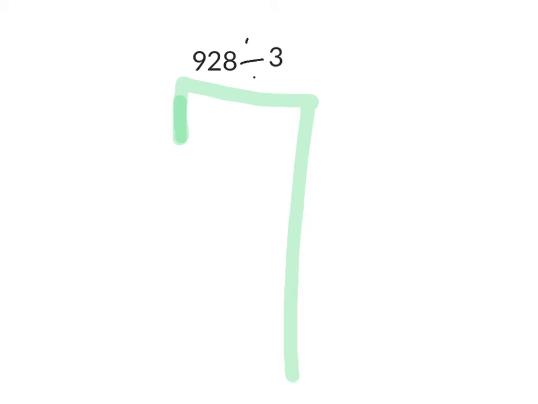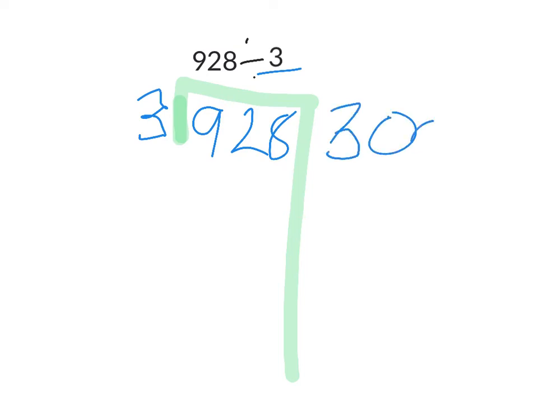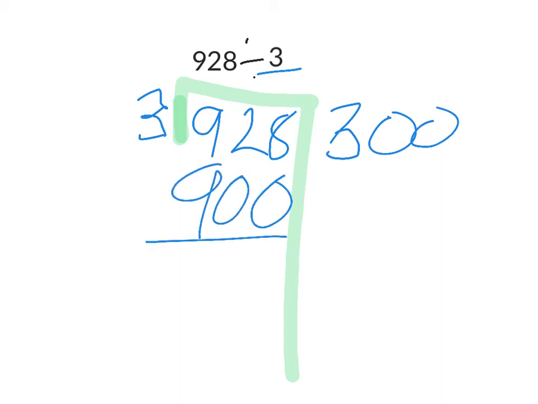So we put 3 right here. Then we put 928 right here. Okay, so can we subtract 300 times 9? Yeah, and we can do it. 3 times 3 is 9, so if we add 2 zeros, it would be 300. So we can subtract 900 from it. And that gives us 28.